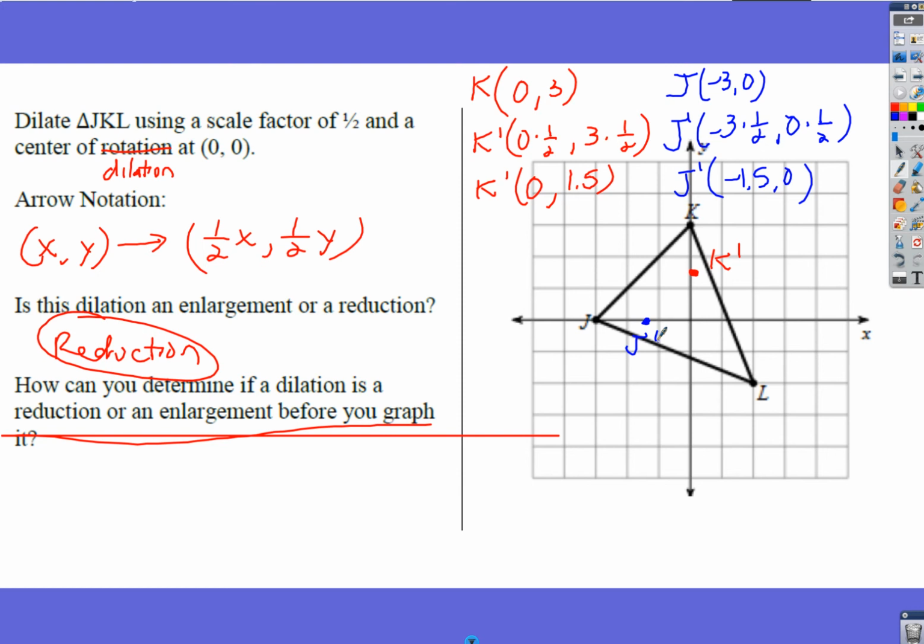And then finally the last one, L. L is at 2, -2. So L is going to be at 2 times 1/2 and -2 times 1/2. What's half of 2? 1. So L prime is going to be at 1 and then -1. So that is here. If you connect the dots, what have I just drawn? I've drawn a triangle that's half as big as the original one.